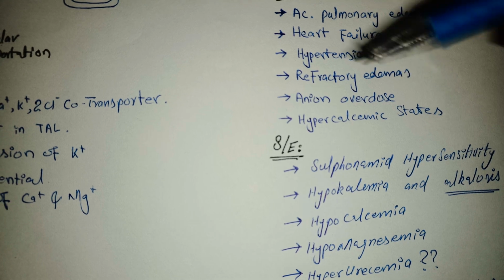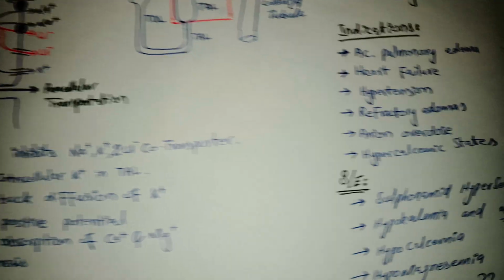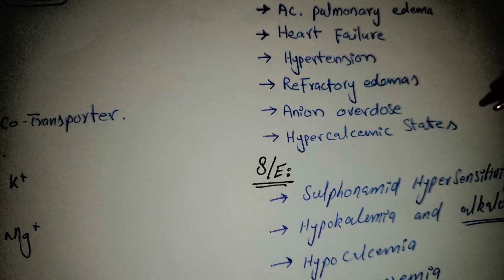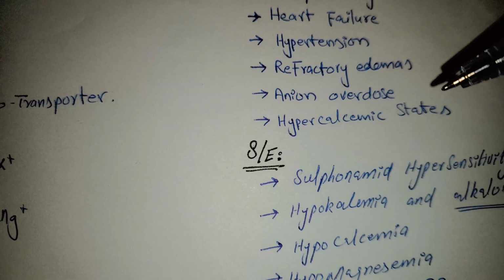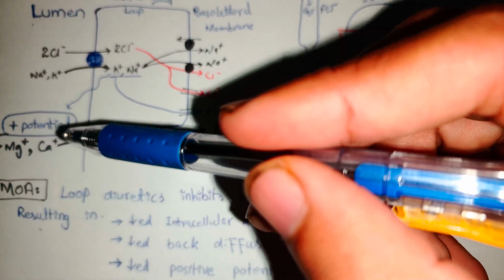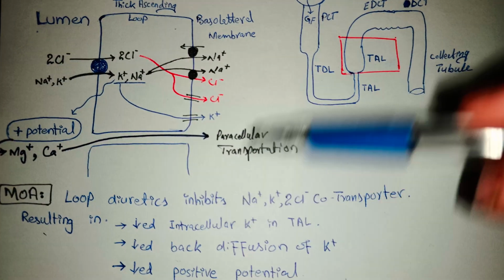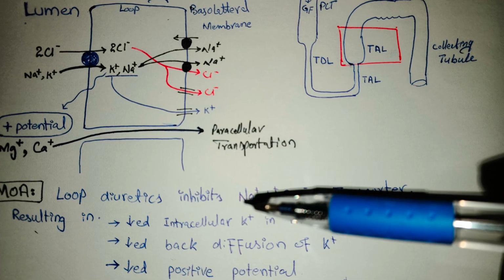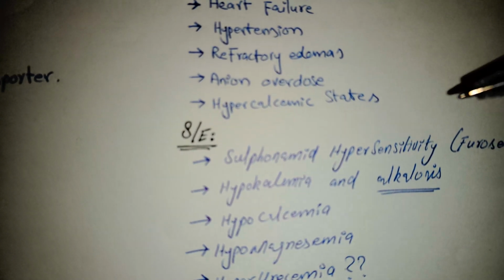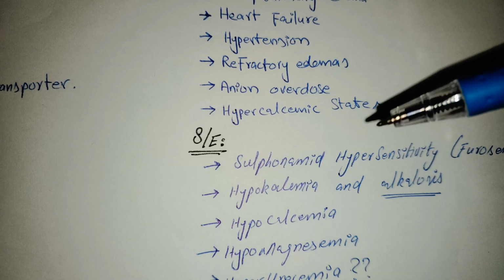In aspirin overdose, as we know, it is secreting some of the cations into the urine. So in this overdose, we will use these diuretics to neutralize them and take them out of the body. And in hypercalcemic state, as we know, these loop diuretics will cause calcium to be lost into the urine, so in hypercalcemic state we will use these diuretics.